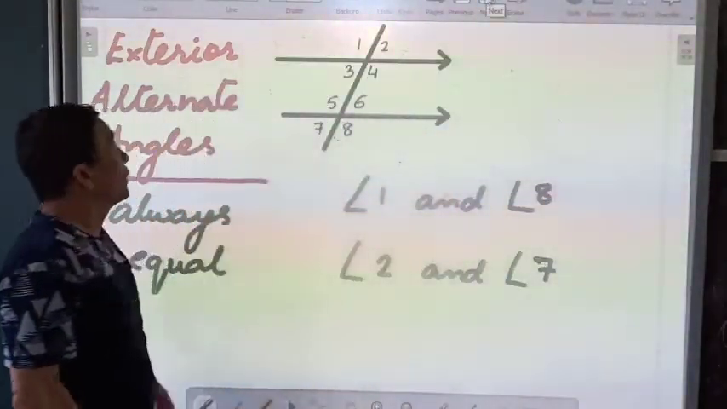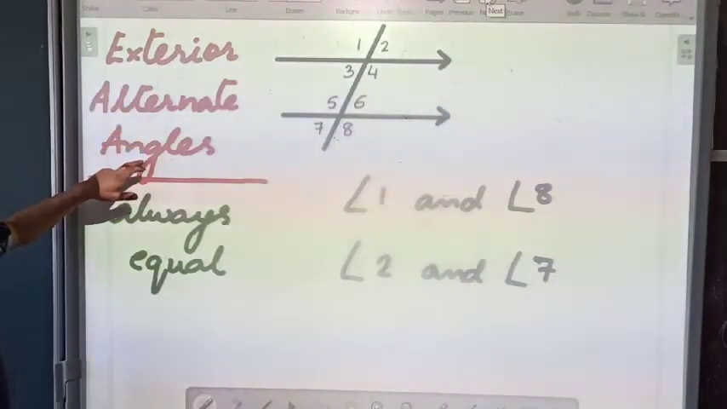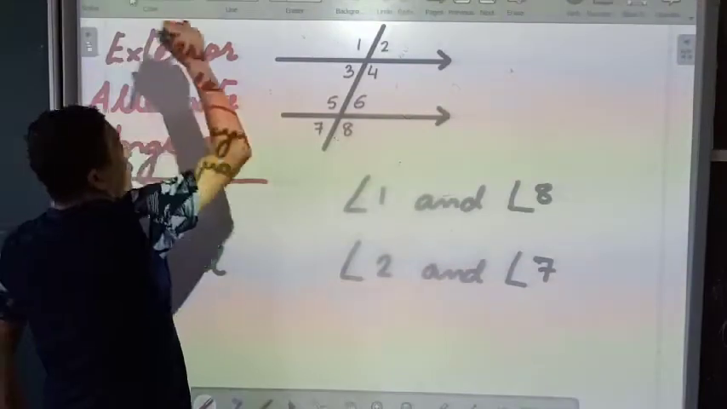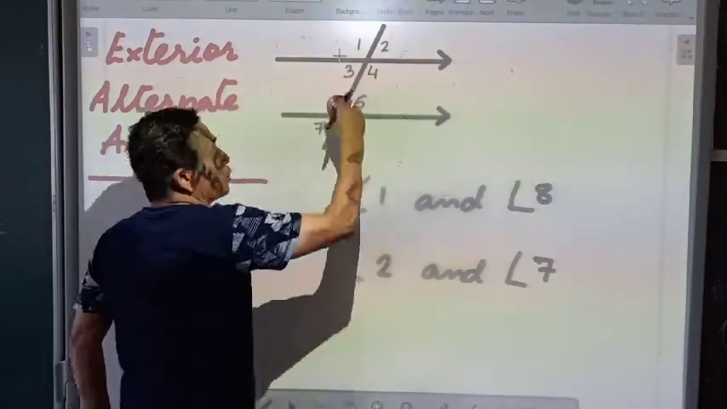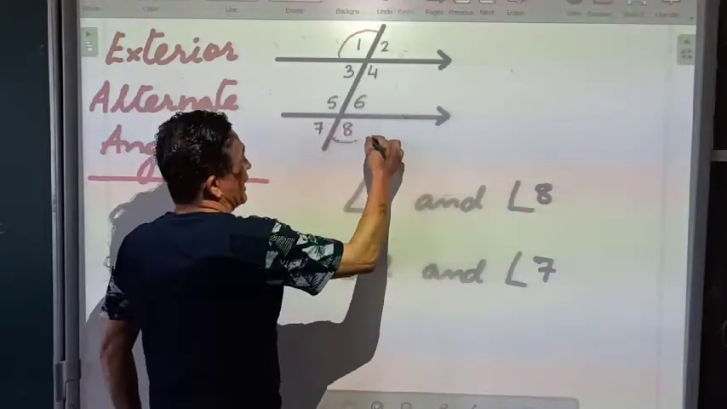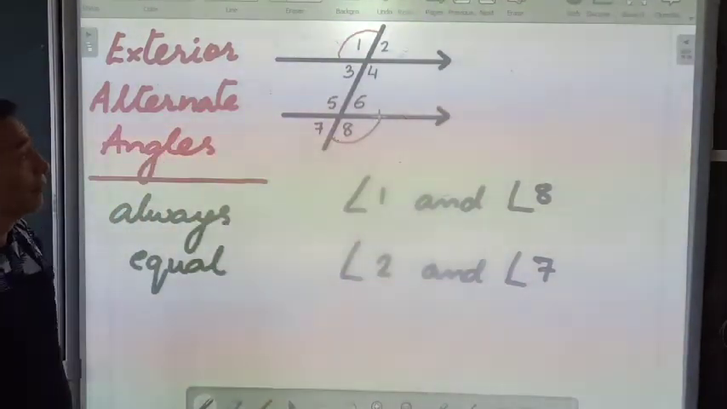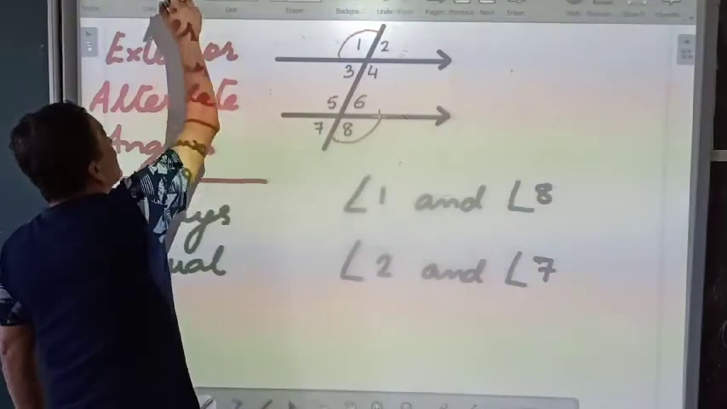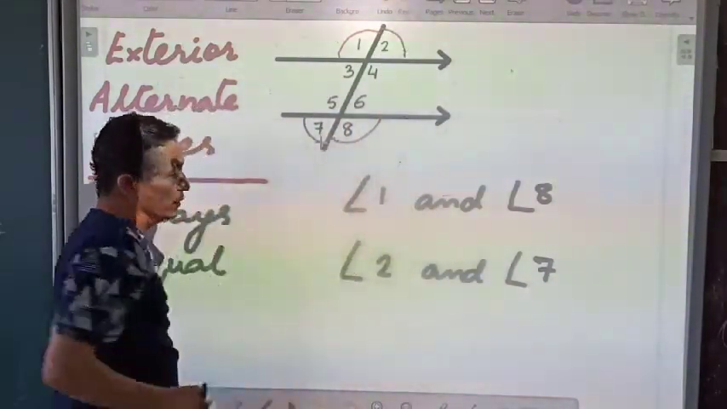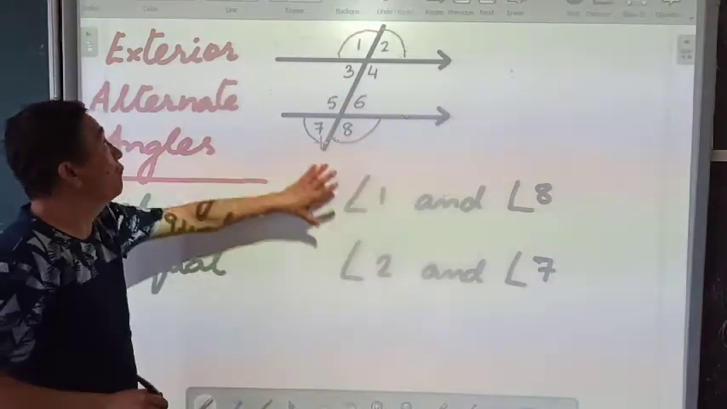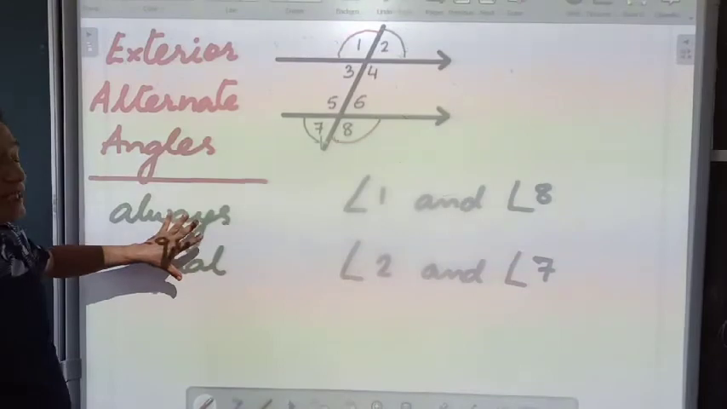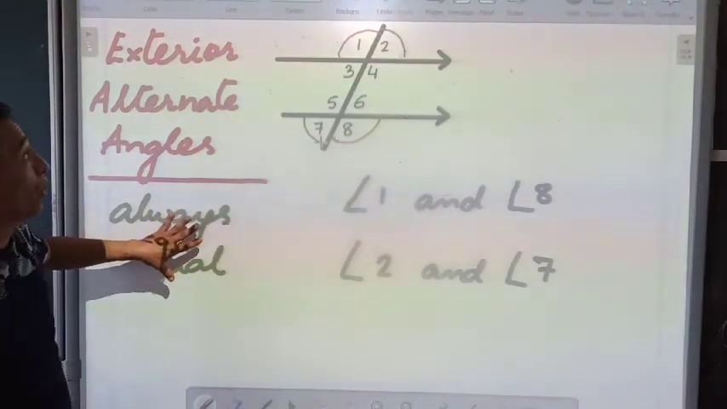Next one, exterior alternate angles, always equal. Now, exterior means outside the parallel lines. 1 and 8, these two are exterior alternate angles. Similarly, you've got 2 and 7. So there are 2 pairs of exterior alternate angles, and exterior alternate angles, as I said, are always equal.